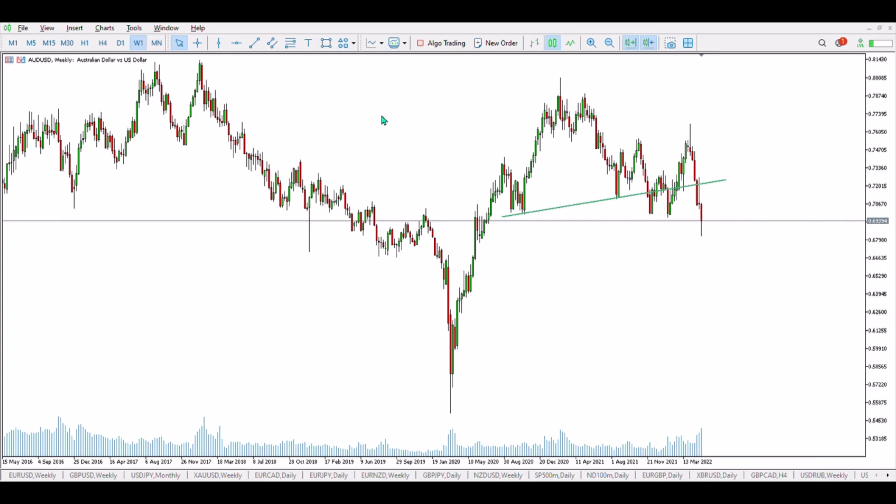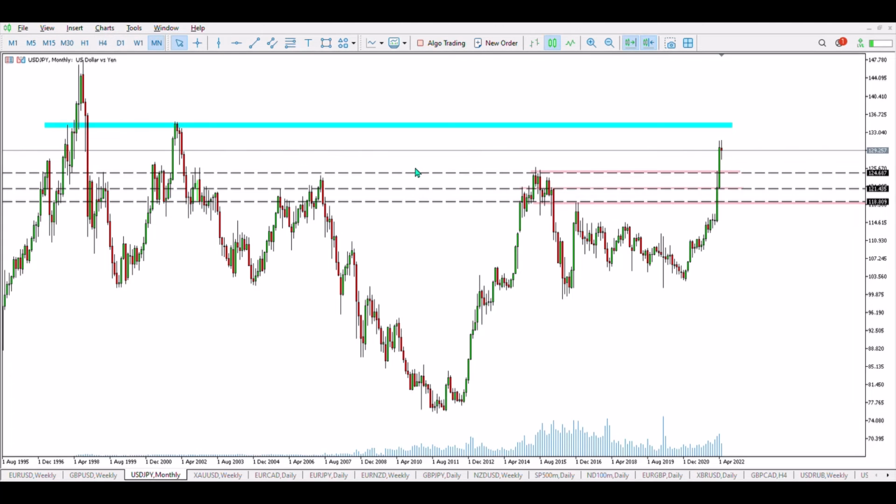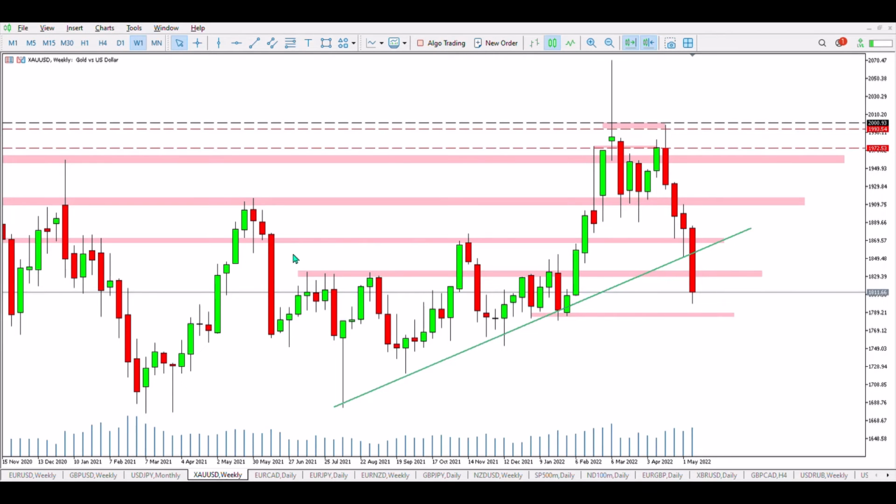For now, on the weekly, we have reached a support area right here, a demand zone, and it's possible for the price to reverse. So if the EUR/USD starts reversing, the GBP starts reversing, and the other pairs start reversing, then we can sell some dollars. That would be profitable. Okay guys, let's now see gold and what we have here.